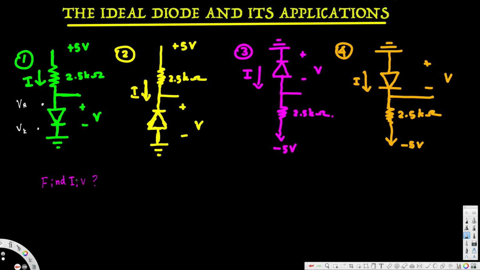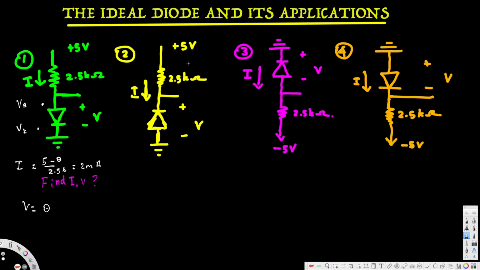So we can find out our current by applying 5 minus 0 divided by the resistance in between, that is 2.5k. That's going to give us 2 milliamperes. So this is our current, and the voltage is going to be, since this is a short circuit and connected with the ground, the voltage is going to be 0. So this is for the first one.